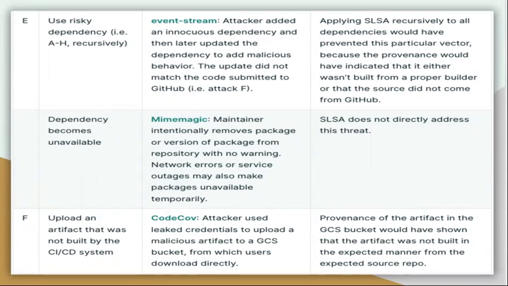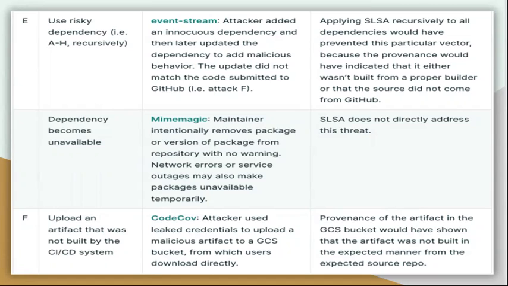So this is a case of the event stream, where the attacker added an innocuous dependency and later updated the dependency to add malicious behavior. The update did not match the code submitted to GitHub, that is the attack. Now, this is a case where the dependency was eventually inserted and even the code did not match GitHub. You can understand that with dependencies which we download from a centralized repository, such issues can occur, and this will eventually become a part of your software, so the risk component will always be there along with the application itself.